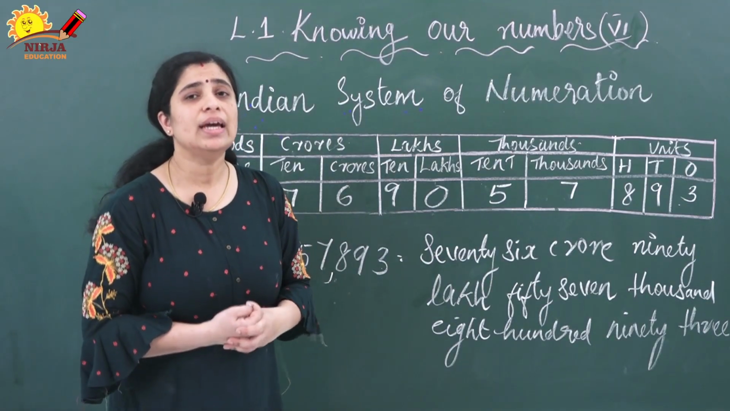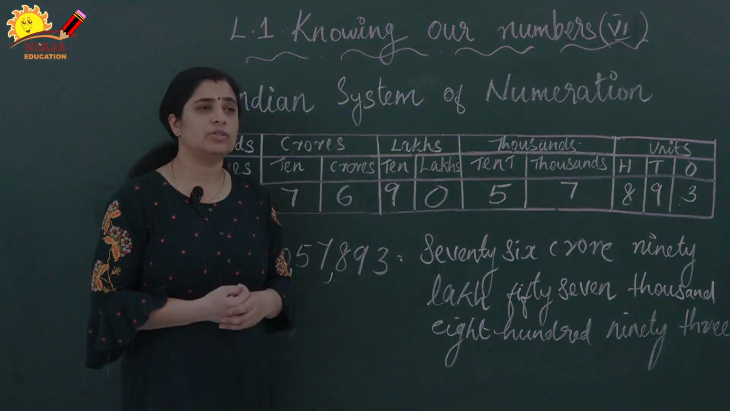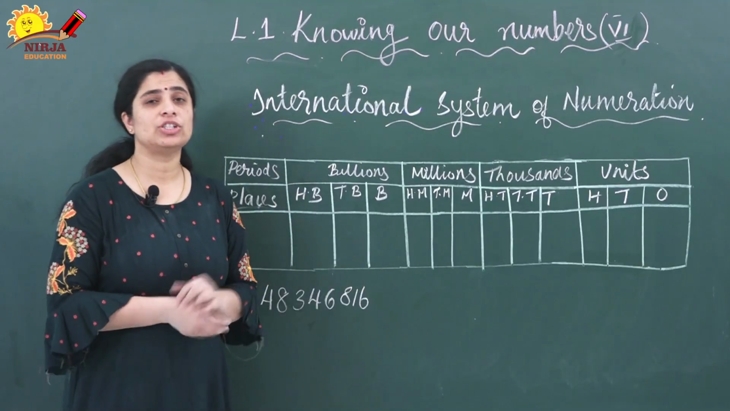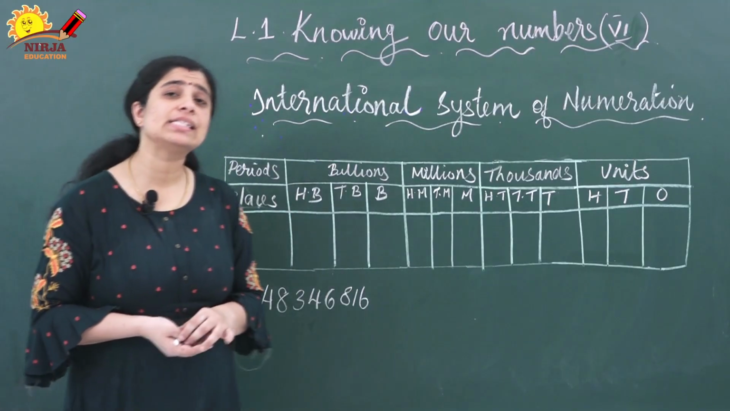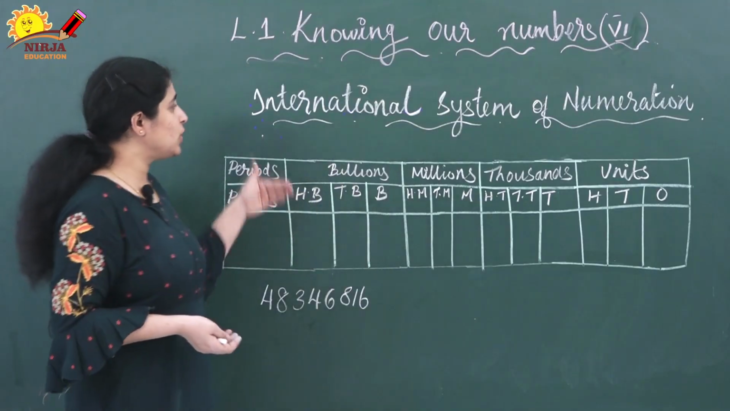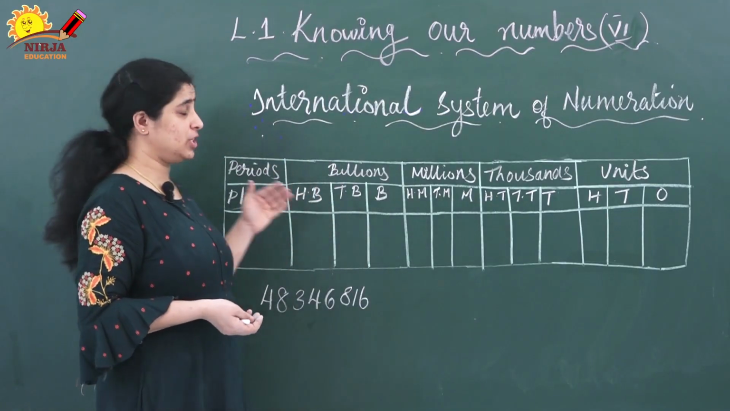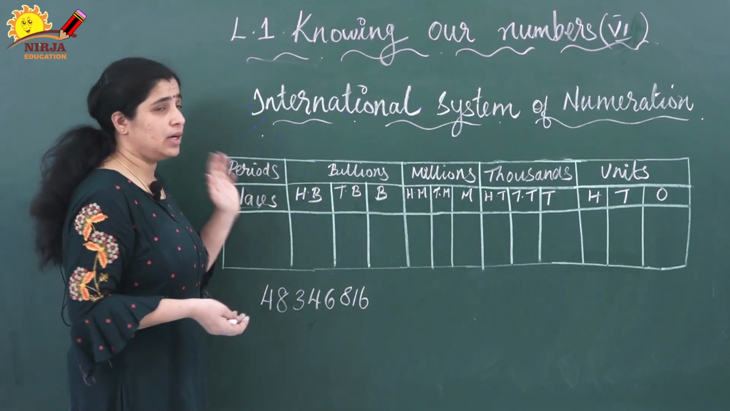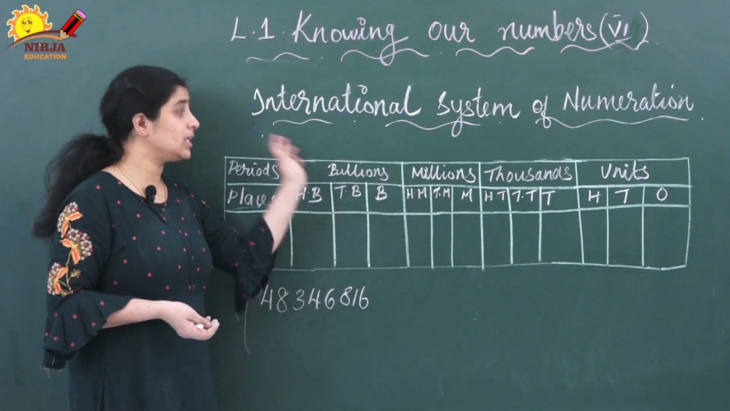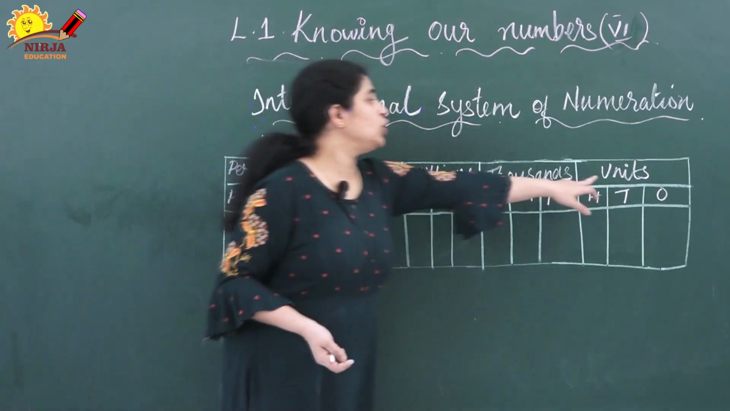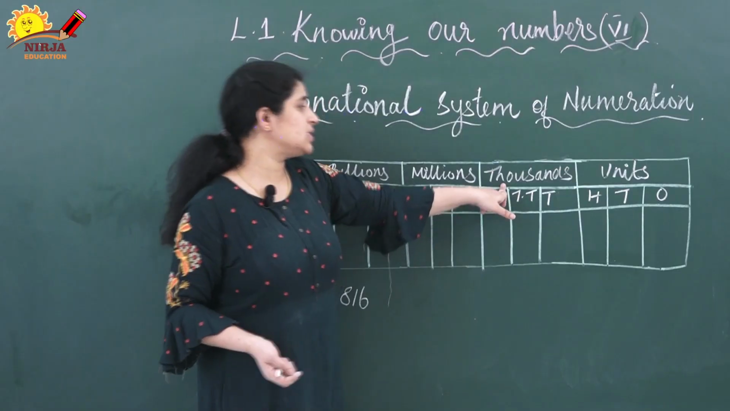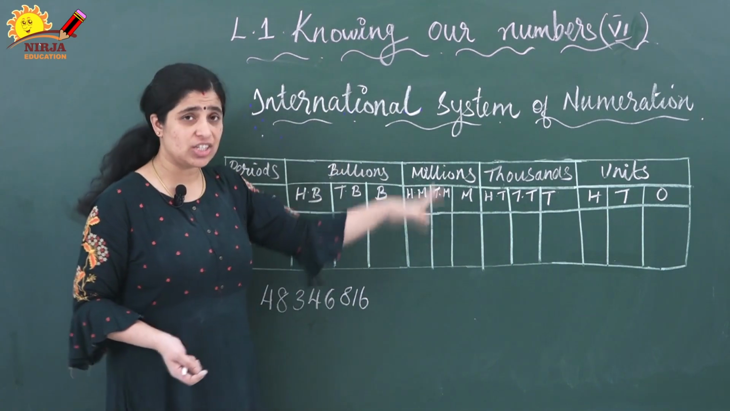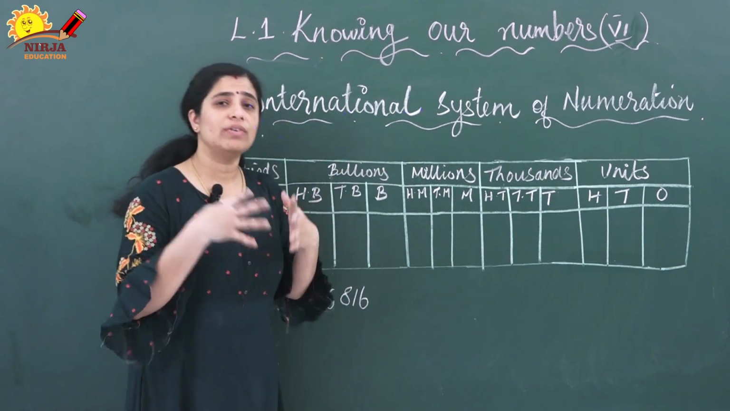Next we will go to the international system of numeration. Already I have explained the Indian system of numeration. Here also, in the international system, the places and periods are there. This is also divided into periods, but the names are different. The periods are units, thousands, millions and billions. This international system is used all over the world.